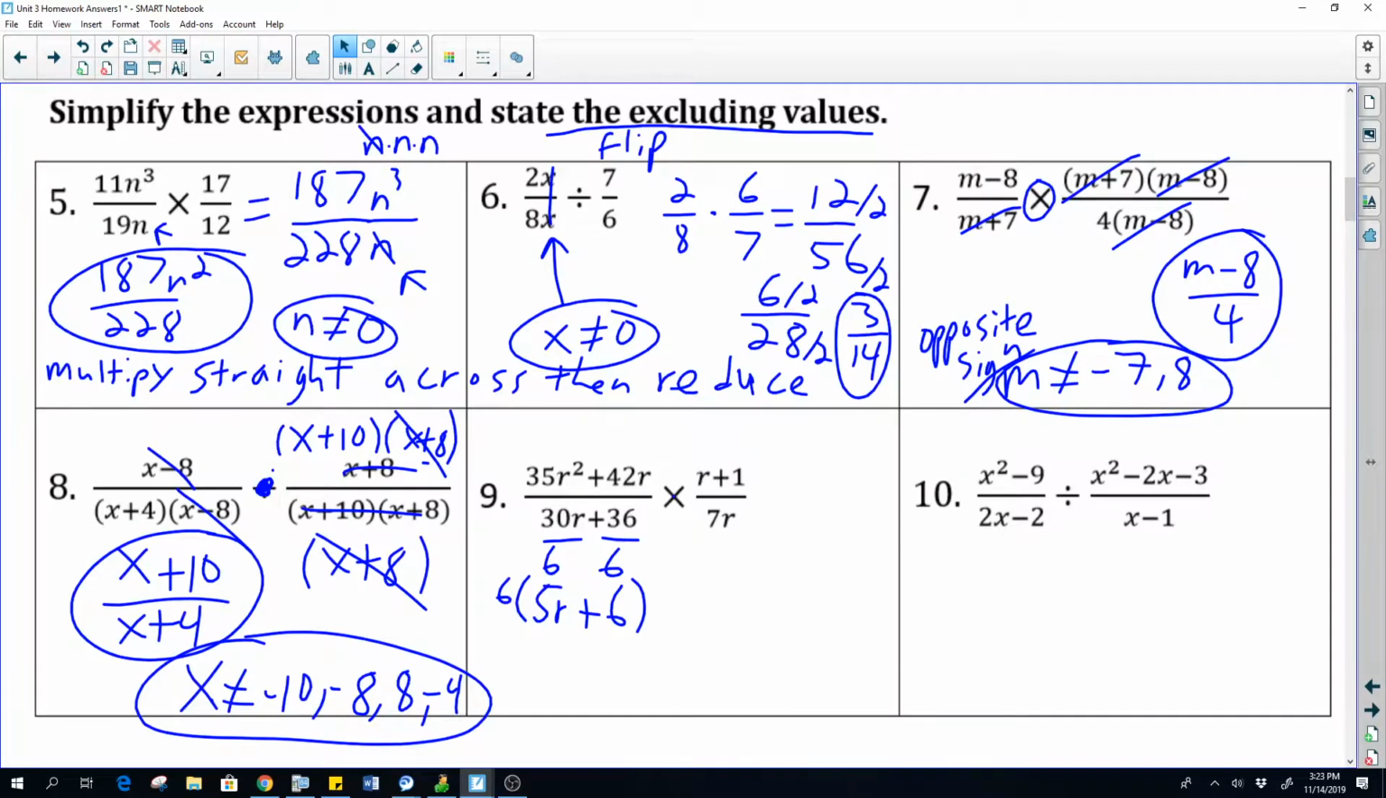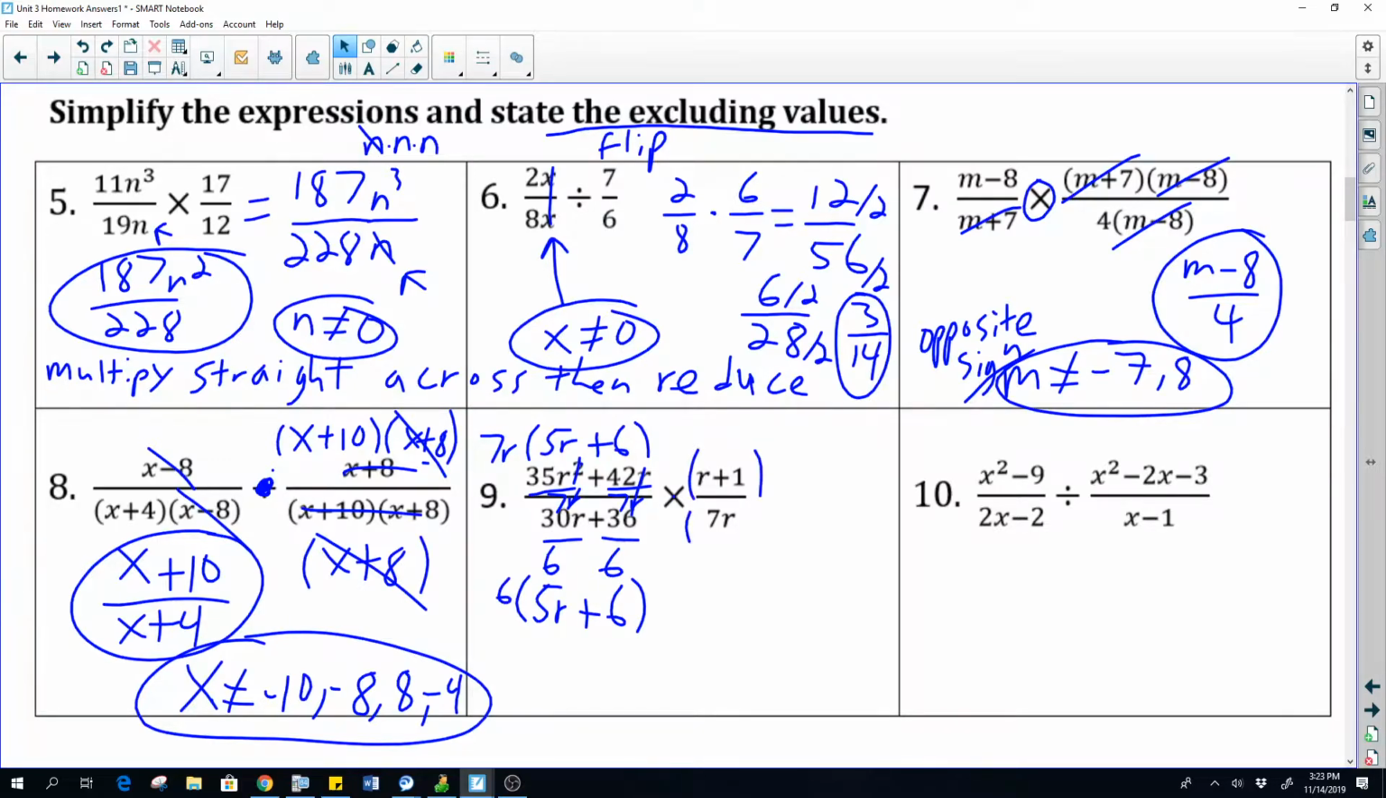What does 35R squared and 42R have in common? 7, and an R. So we're pulling out a 7R. It's called single factoring. Remember how to do it on the test? The R squared cancels with one of the R's, leaving an R. 35 divided by 7 is 5, and 42 divided by 7 is 6. So 5R plus 6 on the top, 5R plus 6 on the bottom.